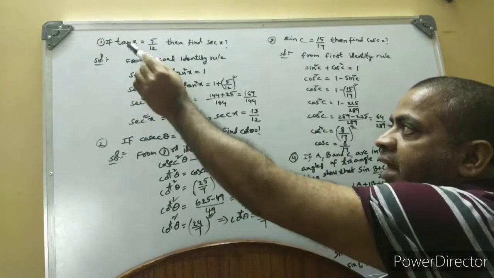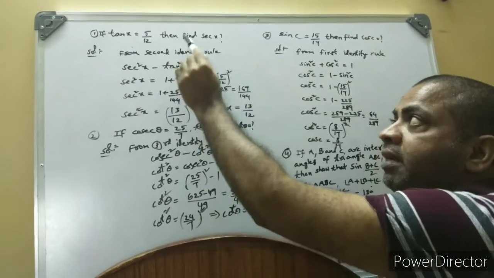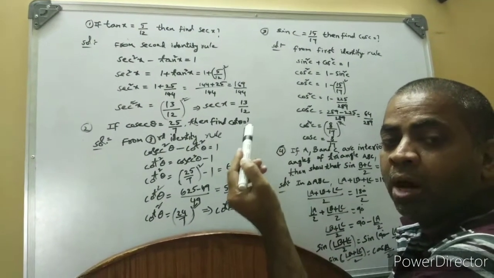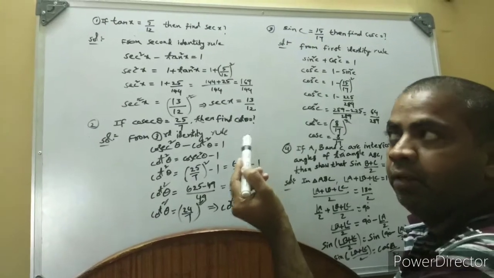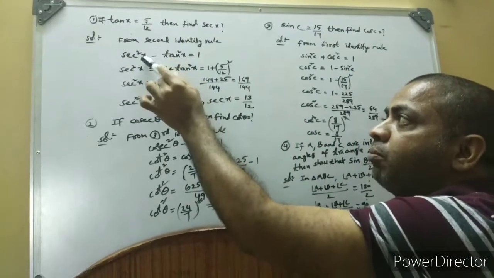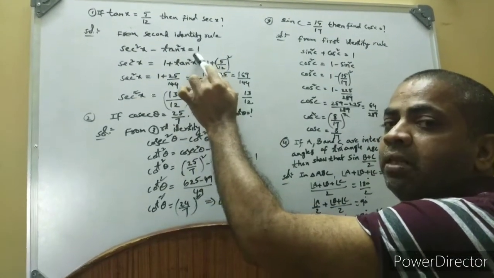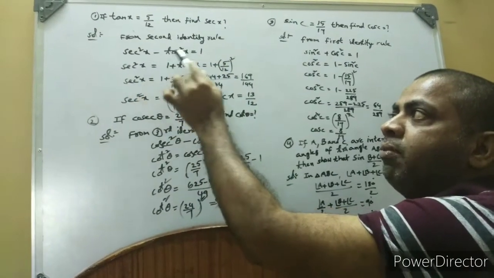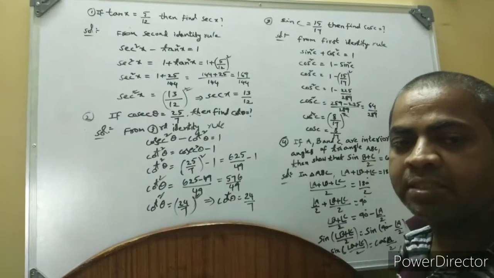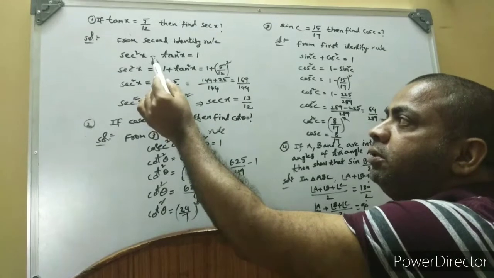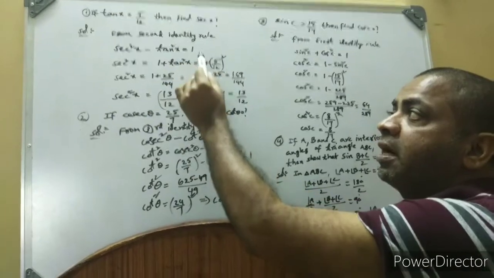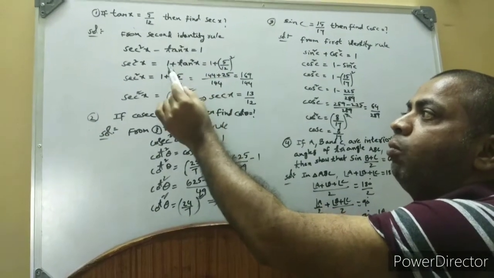First one: if tan x is equal to 5 by 12, then find secant x. First you have to think what identity rule we have to use here. If you observe the second identity rule, then based on these two we get one formula. What is that? Secant square x minus tan square x is equal to 1. So this I am rewriting. Secant square x as it is, minus tan square x I am transferring to the right side: 1 plus tan square x.